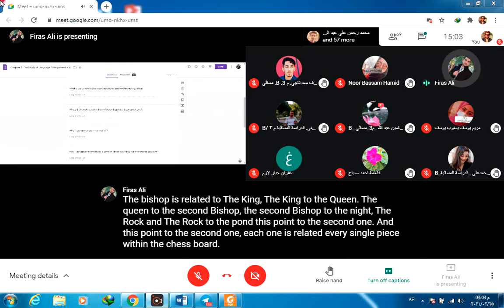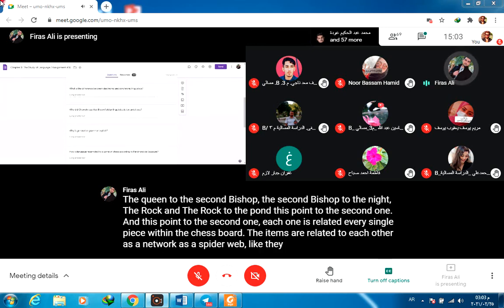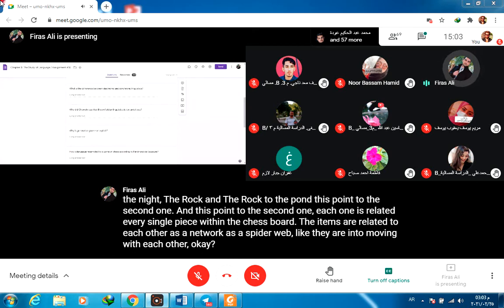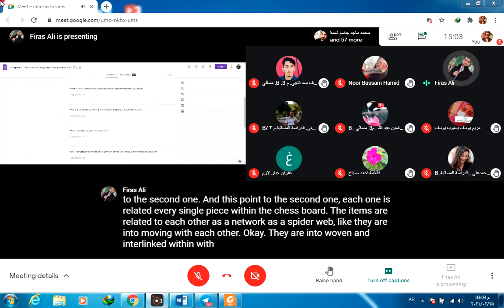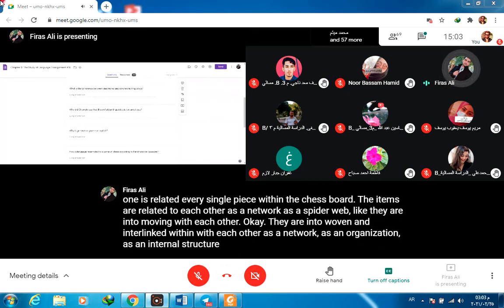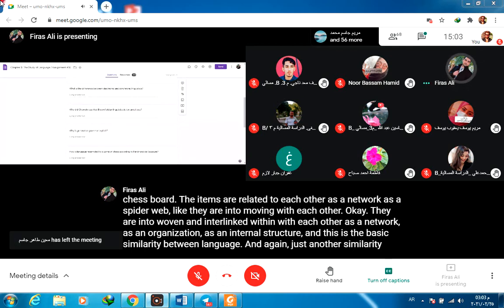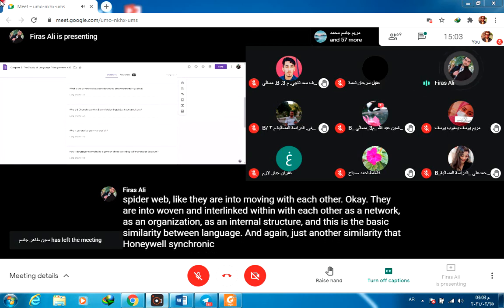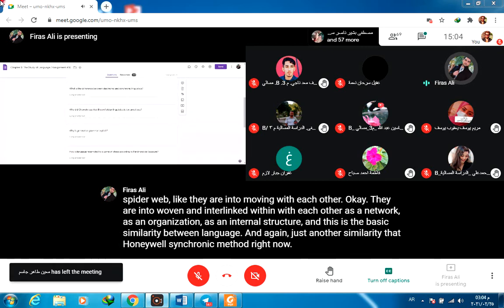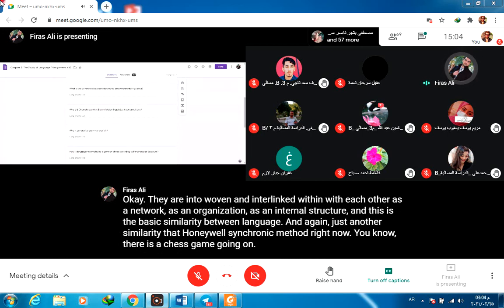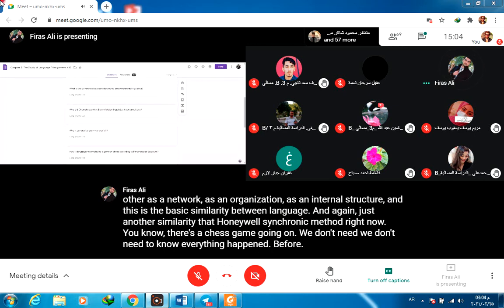Another similarity, which shows the difference between diachronic and synchronic. We explained it: if there is a chess game going on, we don't need to know everything that happened before in order to understand the chess game. If it has been going on for an hour now, I can go into the room now and understand what's going on at the moment. So synchronic linguistics should proceed and is more important than diachronic linguistics.